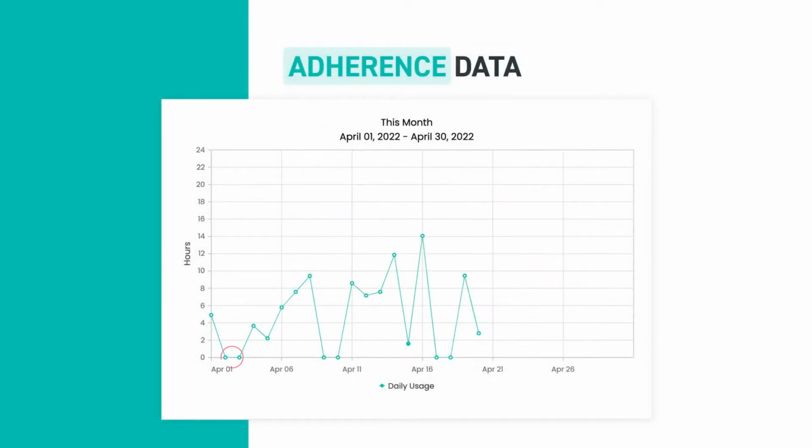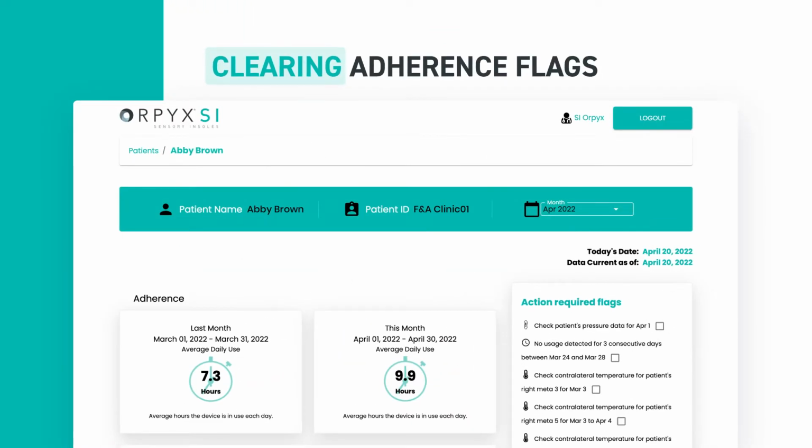If there is a zero data reading for a specific day, that means the user did not wear their insoles that day. A flag will appear if the patient has been non-adherent for 3 days in a row. Communication should be had with the patient as appropriate, and then the flag can be cleared.